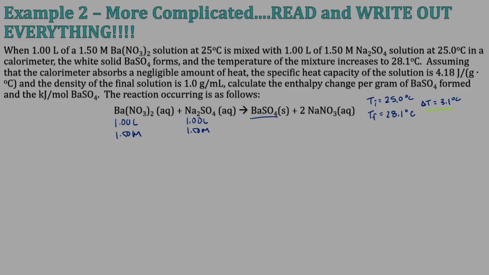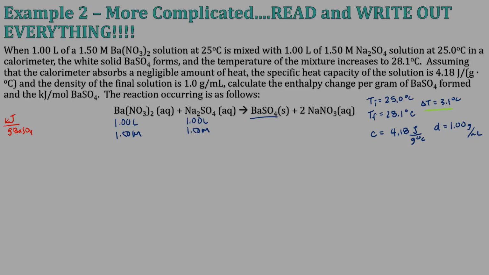It says, assuming that the calorimeter absorbs a negligible amount of heat, the specific heat capacity of the solution is 4.18. So I've got C is equal to 4.18 joules per gram degree Celsius, and my density is 1 gram per milliliter. We want to calculate the enthalpy change per gram. So I want the joules or kilojoules per gram of barium sulfate.